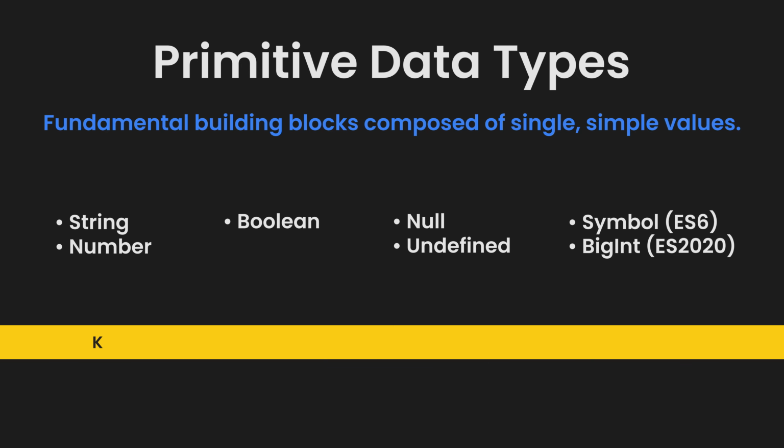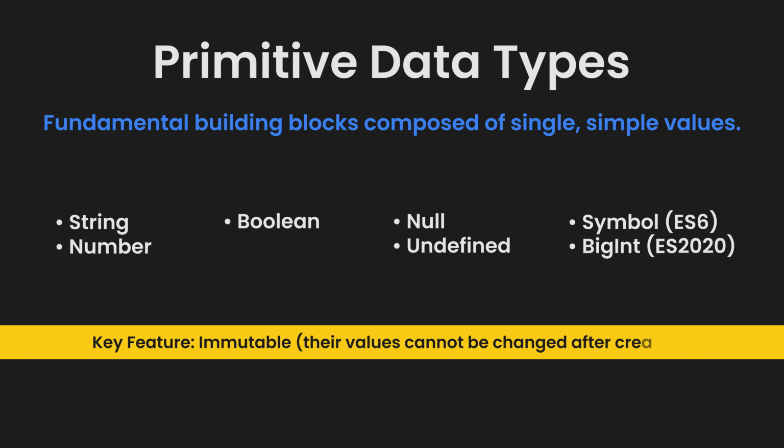The key feature defining all primitives is their immutability. This means once a primitive value is created, it cannot be changed. Any operation that seems to change a primitive actually creates a new primitive value. We'll explore each of these in detail, starting with string.